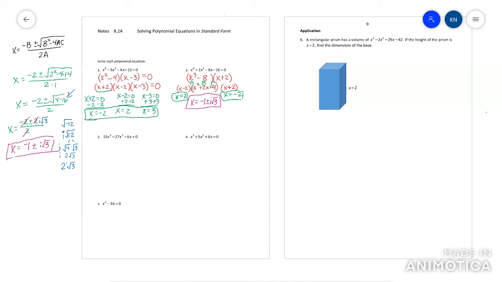Okay, let's keep moving. Number 3, factor it fully. So this one is a GCF first. All these terms are divisible by 3x, so go divide them all by 3x. You'd get 5x squared plus 9x minus 2. Now this right here is a trinomial that can probably factor further.